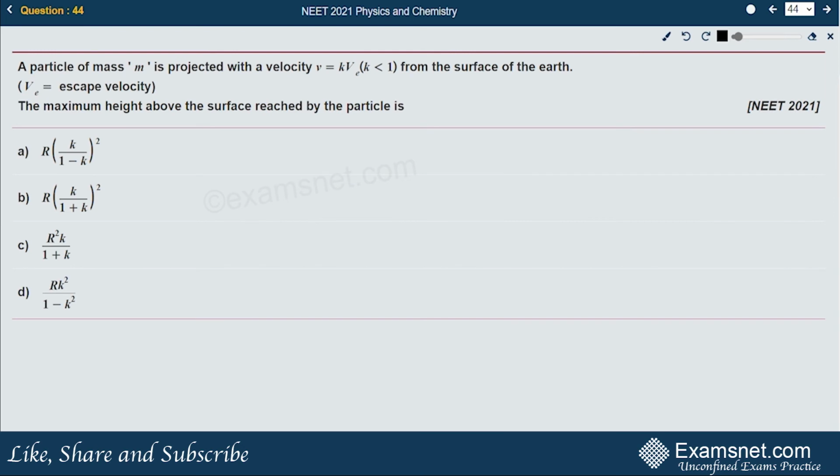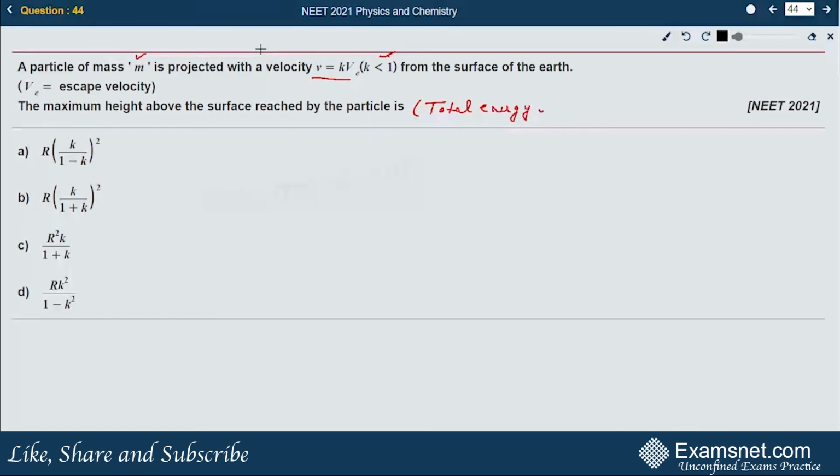Question number 44 is from the chapter Gravitation, and the question is: a particle of mass small m is projected with a velocity v equals k times the escape velocity from the surface of the earth, and k is less than 1. Then the maximum height above the surface reached by the particle is? So here we have to remember that from conservation of mechanical energy, the total energy will remain conserved.